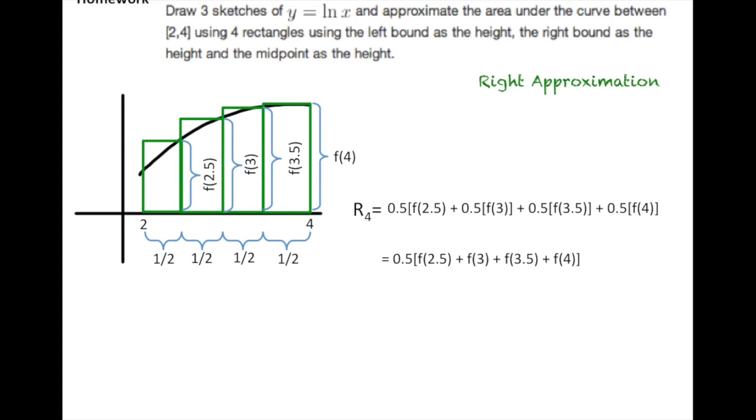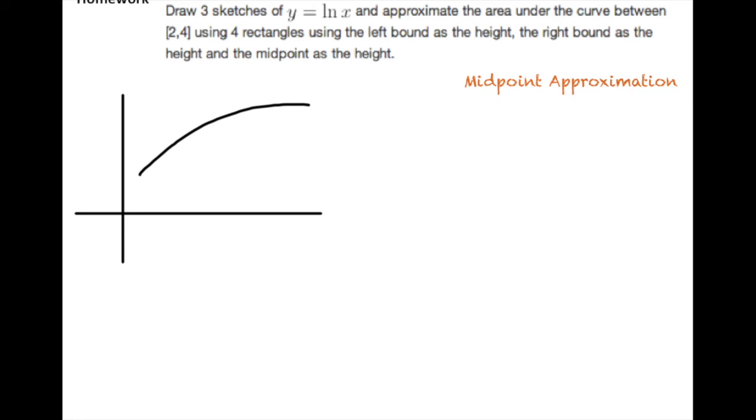Before I do that, I am just going to do my midpoint approximation as well. So my midpoint approximation is very similar. It starts out the same way. You have the 2 to 4. You still have the 4 rectangles. But now you have to remember that if the width of each of those rectangles is a half and it has to go in the midpoint, then from the bound to the midpoint is going to be a quarter. And then from each midpoint to the next midpoint will be a half.